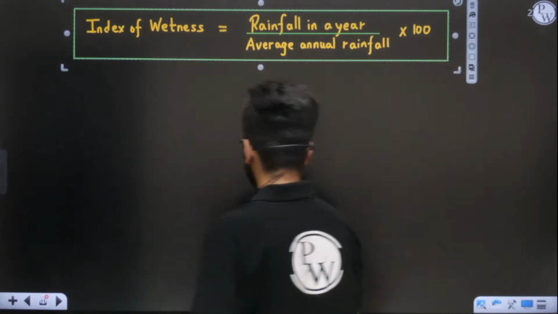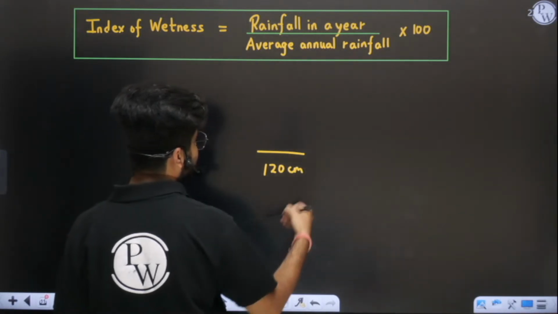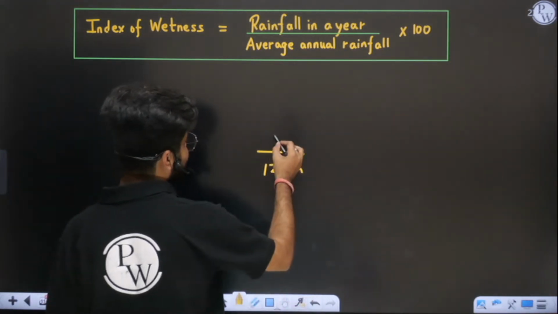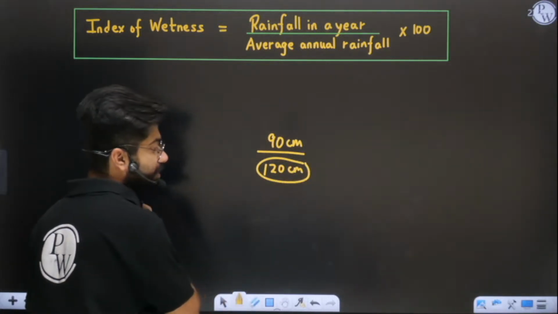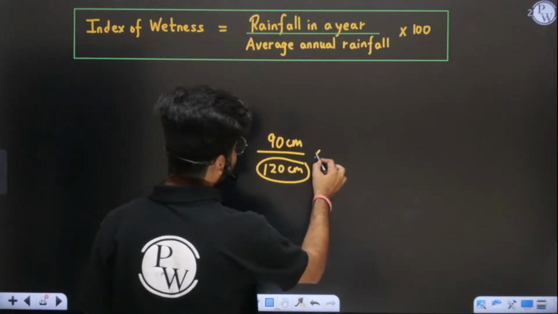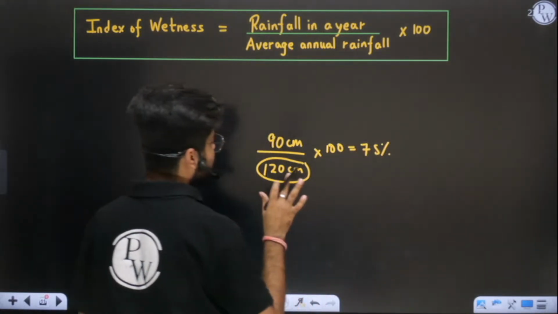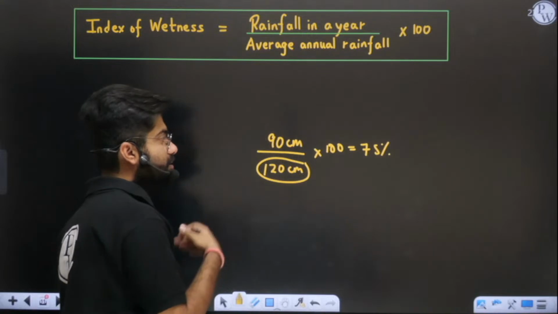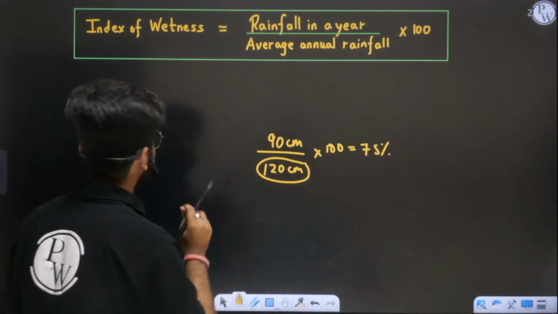Now you need to understand, let us say India receives 120 centimeter rainfall on average, and this year it has received only 90 centimeter. So how much is your index of wetness? 75%. Which means India in this year has received only 75% of average rainfall. That means index of wetness is 75%.